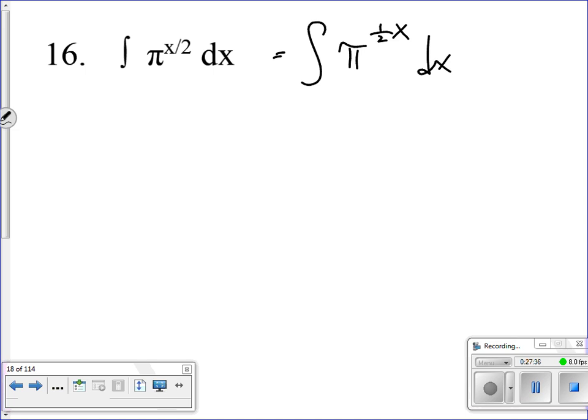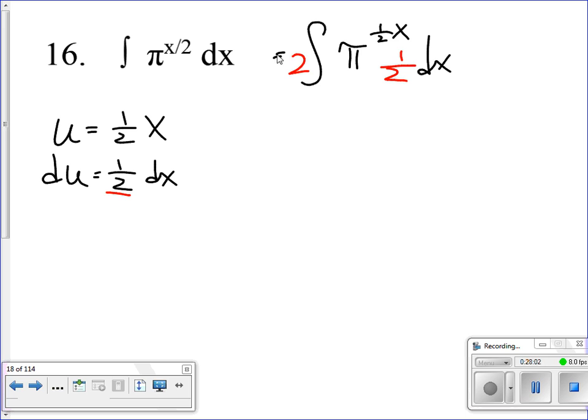So this is the a to the u rule. So if we want this to be the a to the u rule, with a being pi, we are going to let u equal 1/2 x. So du is the derivative of that times dx. So 1/2 dx. We are missing the half. Right? We put the half in. So we put a 2 on the outside. Now we can convert it over to u and du. So now it's pi to the u du.